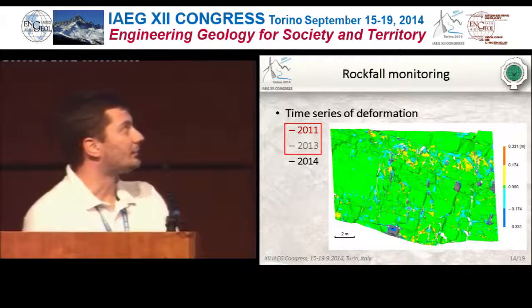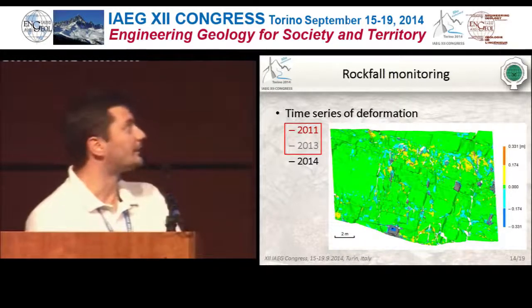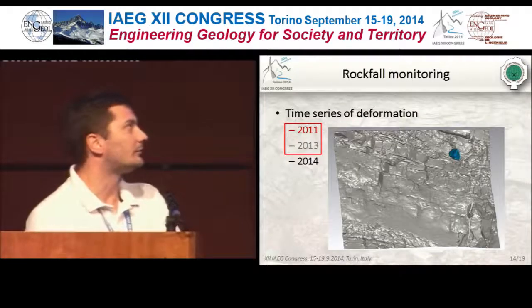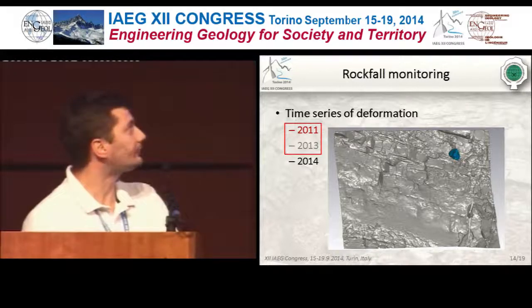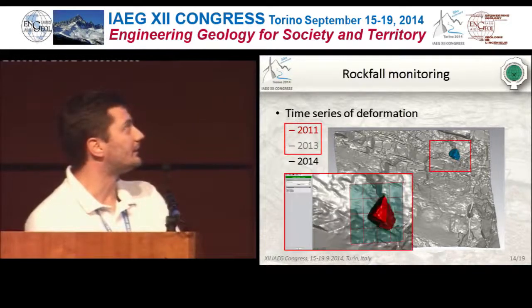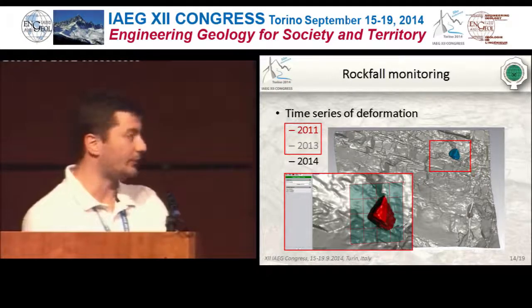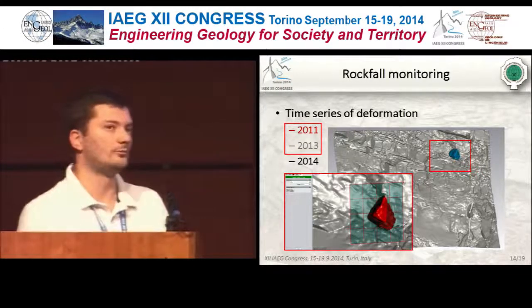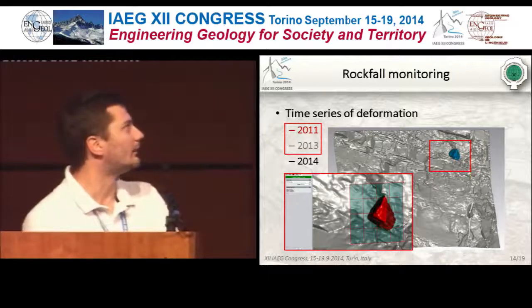We were particularly interested in one part of the slope where we discovered that there was a bit higher chance of rockfall, and this is the detail of that small boulder with a volume of 0.3 cubic meters that we calculated. So basically not a big deal.